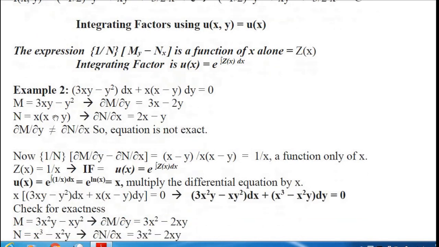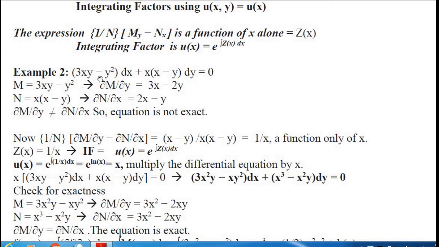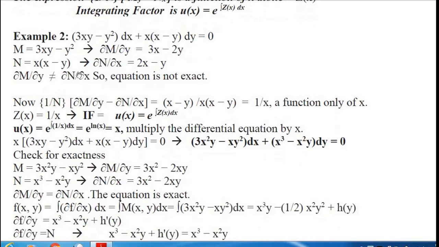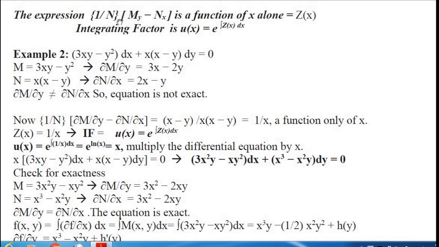Now go to the problem. This is the problem: 3xy minus y square dx plus x into x minus y into dy equal to 0. What is M? This one. N? This one. Implies dou M by dou y equal to 3x minus 2y and dou N by dou x is equal to 2x minus y. See, they are not equal. So as such, this expression is not exact. Now we shall try this case.